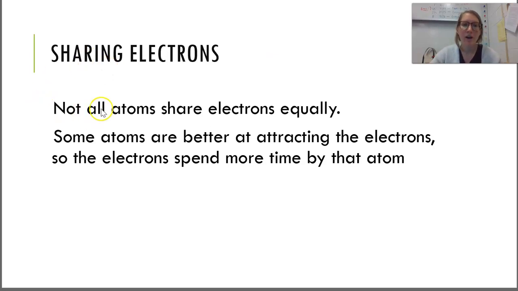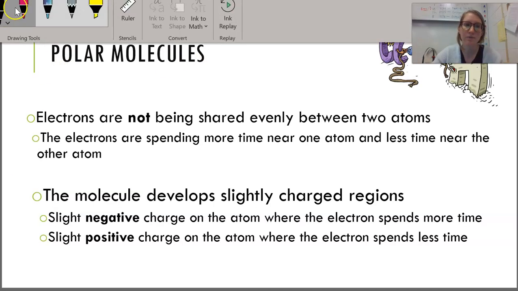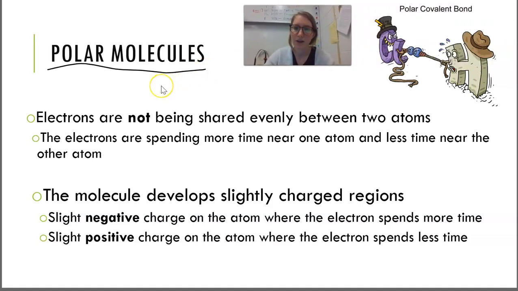So we already talked about how not all atoms share electrons equally. Some atoms are better at attracting the electrons, so the electrons spend more time by that atom. You can think of it like some elements or atoms are more greedy and have a greater pull on electrons than others do. So we call these polar molecules. The big one that we mentioned in this unit is water.